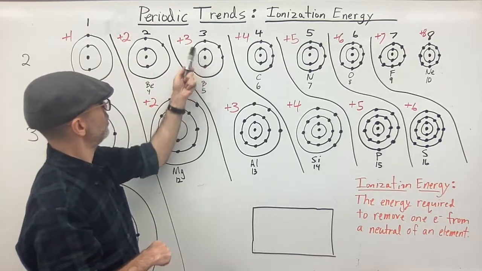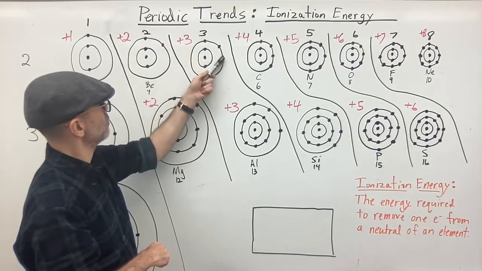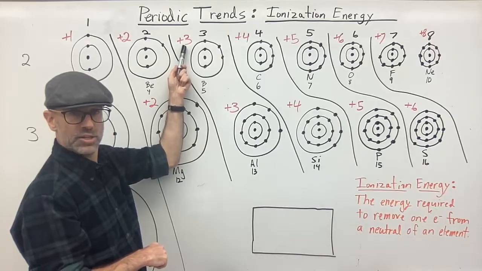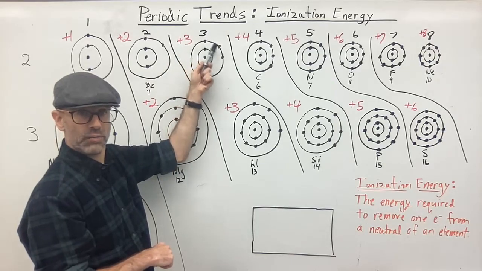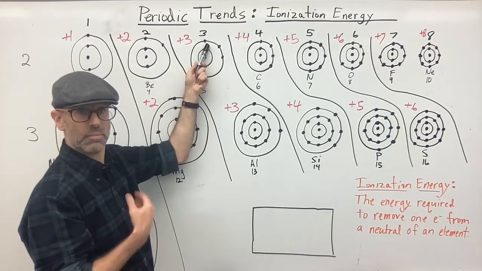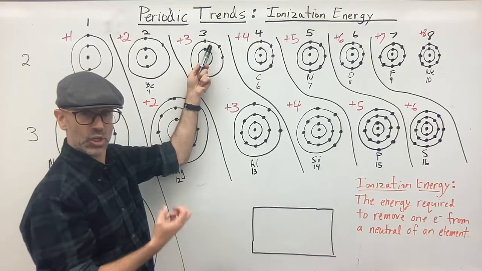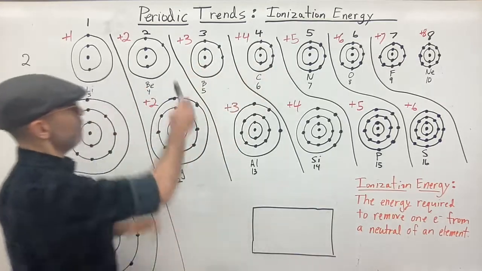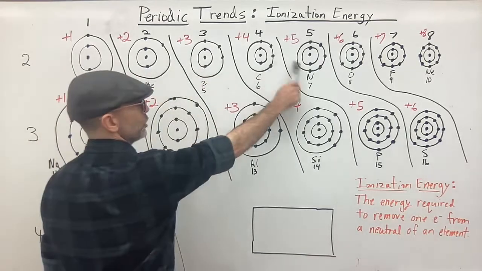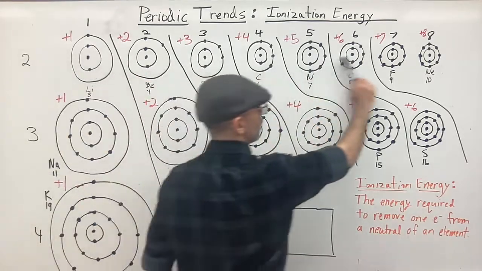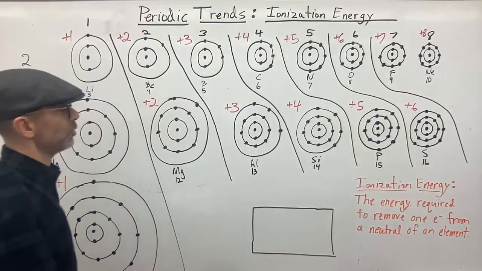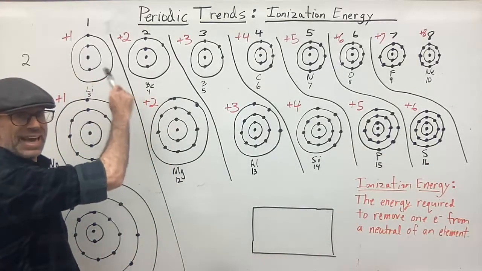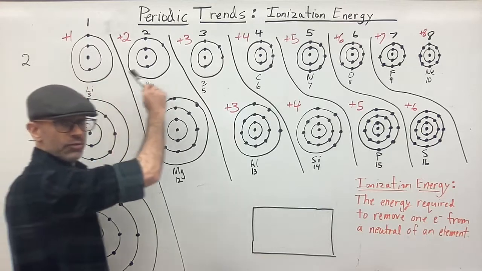So these electrons feel an effective force of +3. So removing one of these electrons is going to require more energy because they feel a greater force, and so on. So because the effective nuclear charge is increasing going across the periodic table, therefore, we would expect the ionization energy to also increase.